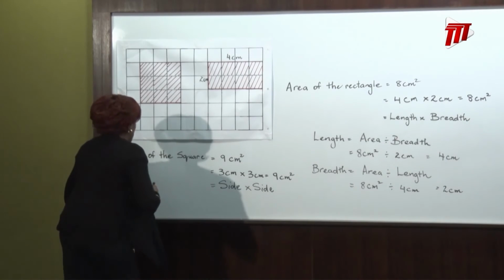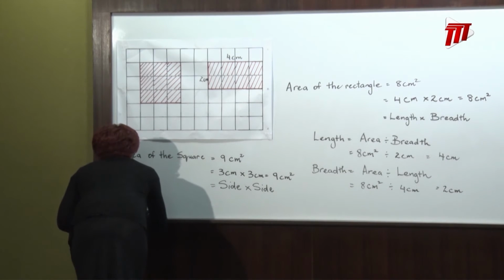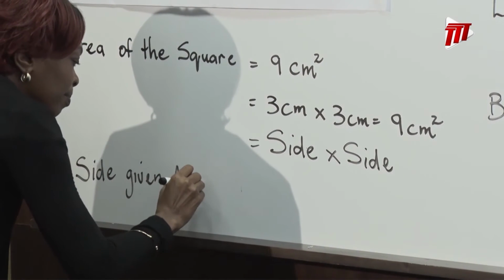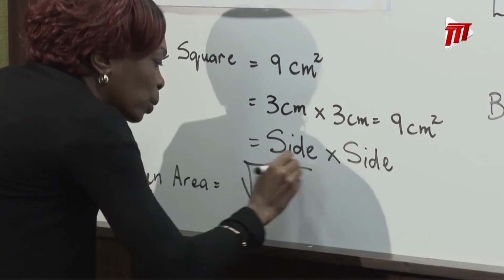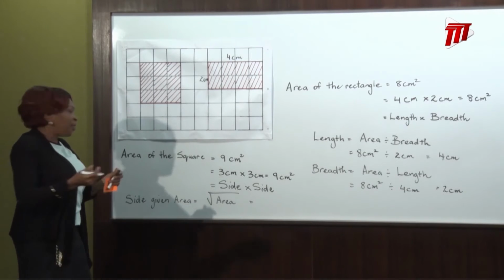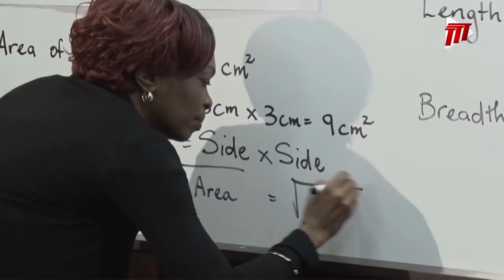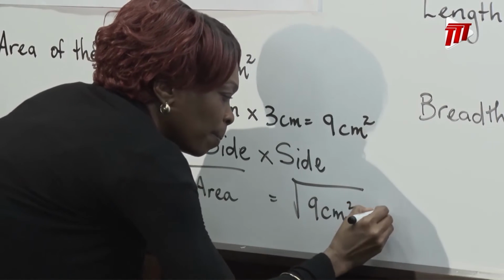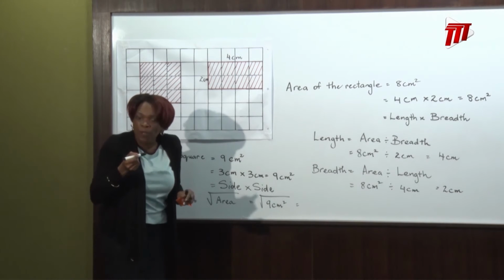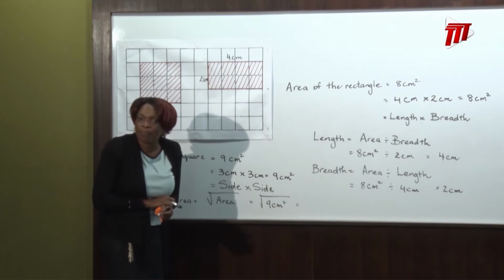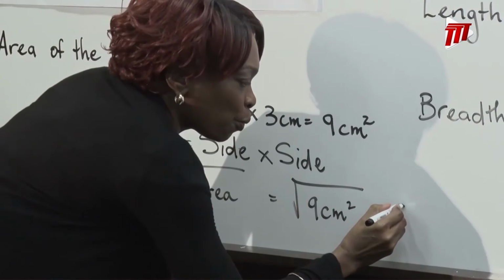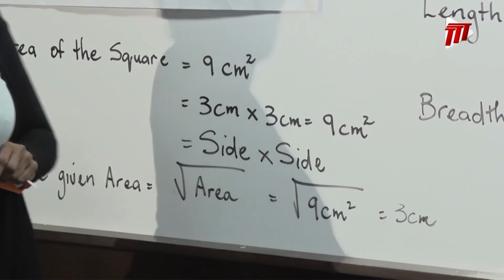All right. So what we're going to do is we're going to find side given area is equal to the square root of area. Children, are you with me? What is the area? The area is 9 centimeters squared. So we're going to ask ourselves, what number that is multiplied by itself will give you 9? What number? 3. 3 threes are 9. So the answer is 3 centimeters, which was the original. Are you seeing it there?